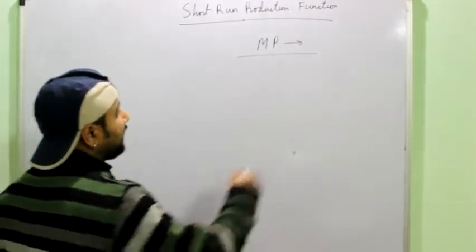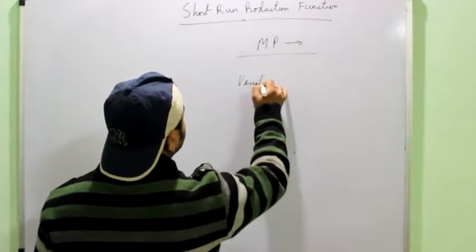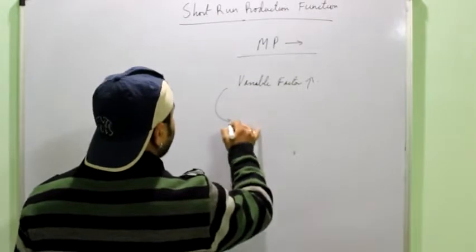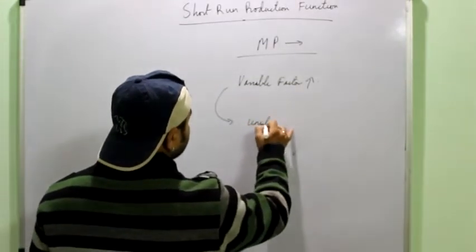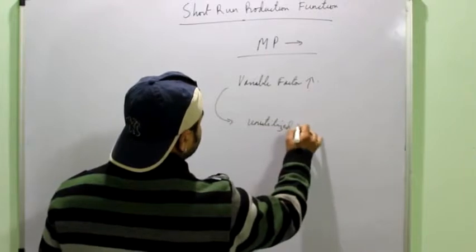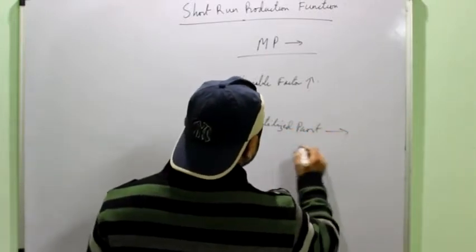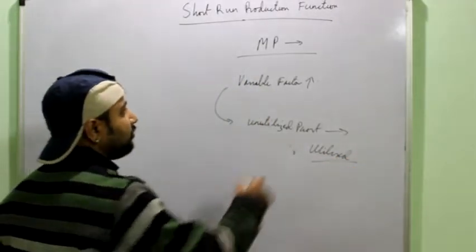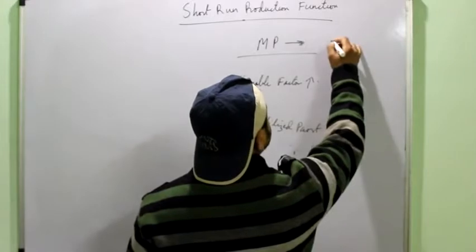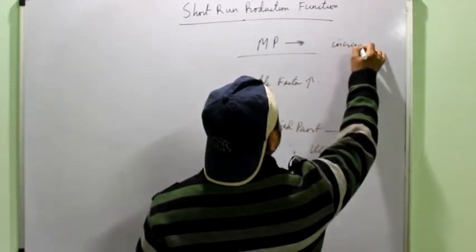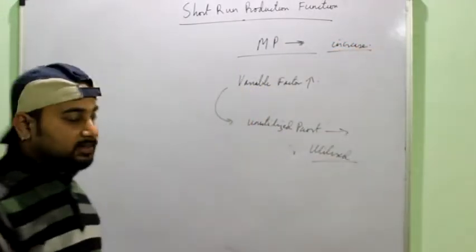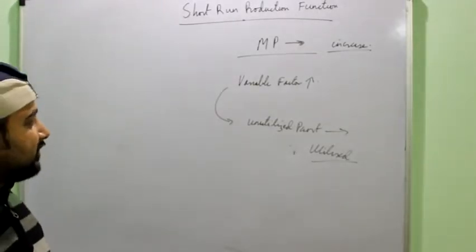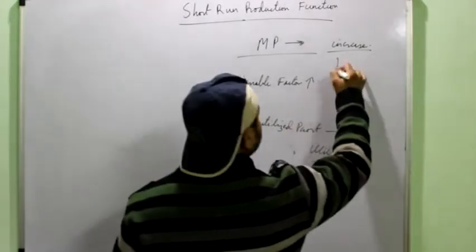Now as I increase the variable factor, that unutilized part starts getting utilized. So in the initial stage my marginal product may increase, but after some time the shortage of the fixed factor will lead to a fall in the marginal product.